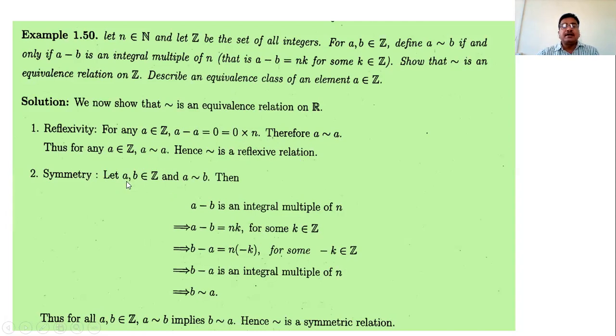Now we show this relation is symmetric. For that, take two elements a and b from Z such that a is related to b. Then by definition, a minus b is a multiple of n, which means a minus b is expressed in the form n into some integer, say nk. Then b minus a is minus nk, and we write it as n into minus k. This minus k is also an integer, so b minus a is also a multiple of n, and therefore b is related to a. Therefore the relation is symmetric.